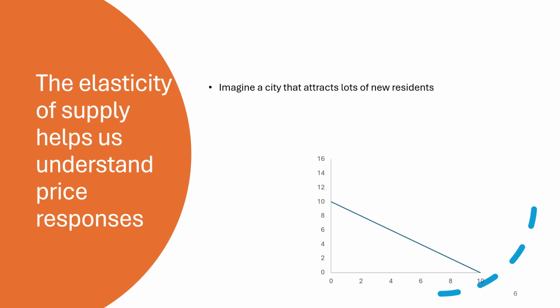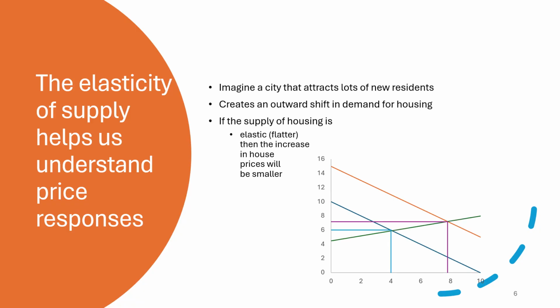And we can use the elasticity of supply to understand how prices respond to demand shocks. Let's imagine a city that attracts lots of new residents, creating an outward shift in demand for housing. If the supply of housing is elastic, i.e. flatter, then the increase in house prices will be smaller. You can see that here with how this relatively flat supply curve results in a small price increase from 6 to 7. On the other hand, if the supply curve is more inelastic or steeper, then the increase in prices will be larger, as illustrated by the second supply curve, and the price now rises from 6 to 9. So understanding the elasticity of supply is really important for understanding how prices will respond to demand shocks.